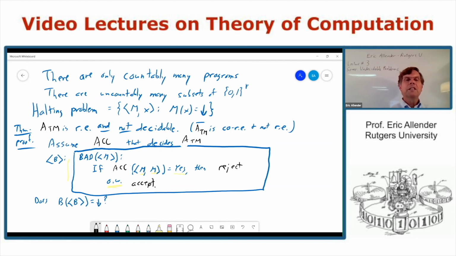So if I'm given a subroutine that always halts and returns yes or no, then this routine bad is certainly something that we can write. And now let's call this piece of code B. And the question is now, is the encoding of B in the language accepted by that machine B?